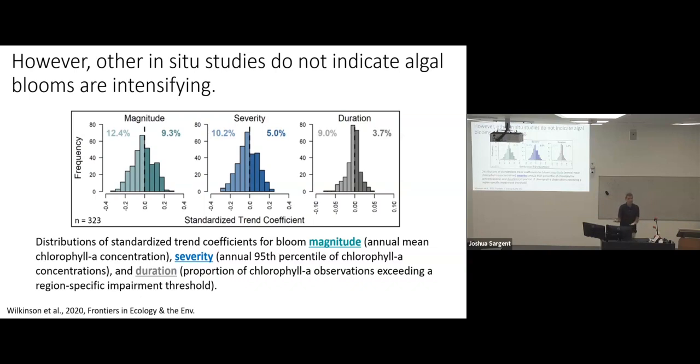So now we've got two conflicting studies using very different methods and different systems. It's not necessarily a surprise that they're going to conflict with one another, but there's not a consistent story here. There's not a consistent message of a trend toward increases in productivity and algal blooms, or the opposite.